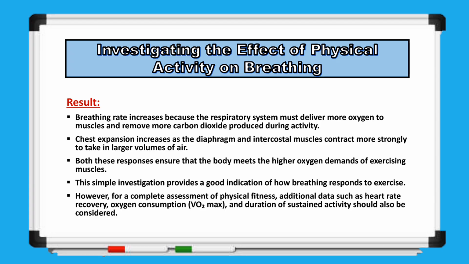Looking at the results, we can see why these changes occur. The breathing rate increases because the respiratory system needs to supply more oxygen to the muscles and remove the extra carbon dioxide produced during activity. At the same time, chest expansion increases as the diaphragm and intercostal muscles contract more forcefully, allowing larger volumes of air to enter the lungs. Together, these responses ensure that the body meets the higher oxygen demands of the exercising muscles.